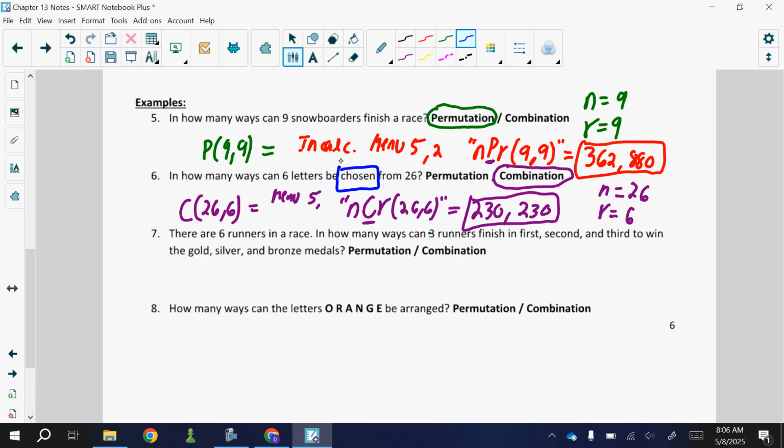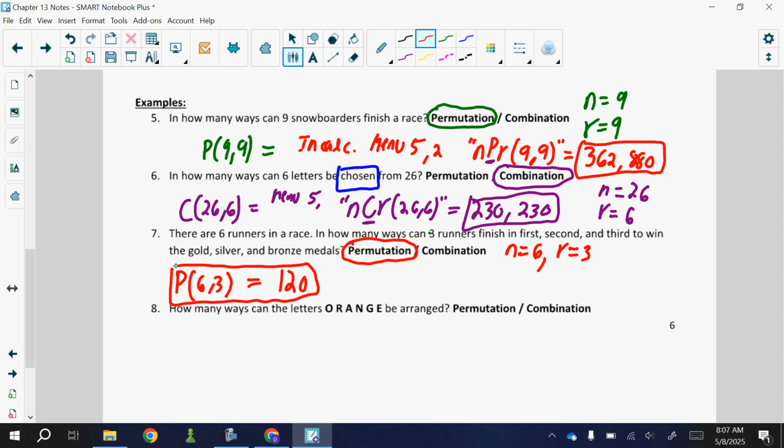Okay, for 7, there are 6 runners in a race. How many ways could 3 runners finish in first, second, and third place to win? Okay, this is a race. Classic example of order mattering. It's a permutation. Your total amount of runners is 6. Now the amount of places we're concerned about is just 3. So this is P 6 comma 3. Again, you put it in your calculator, menu 5, all that good stuff, and then 6 comma 3, hit enter, and that'll give you 120.